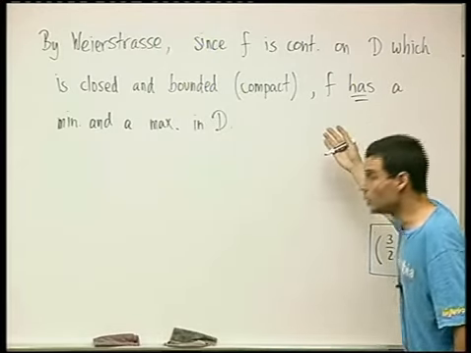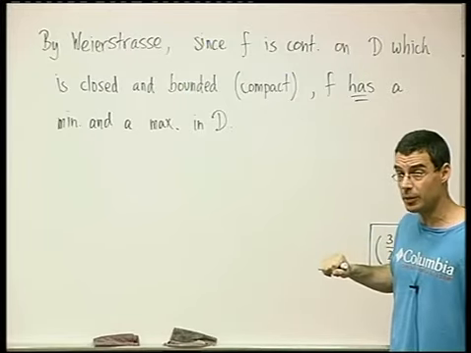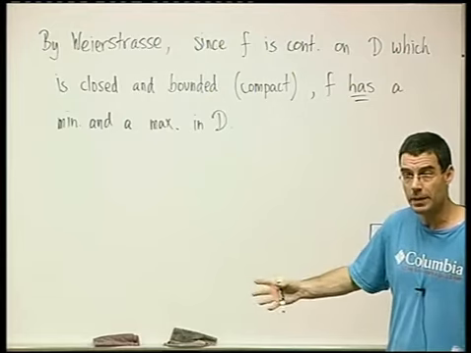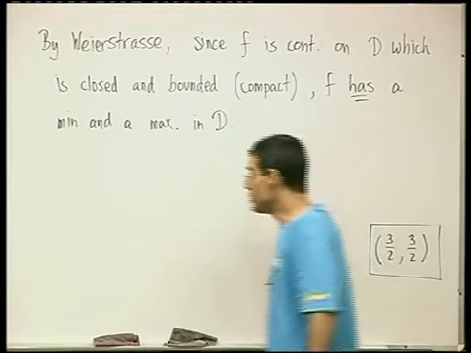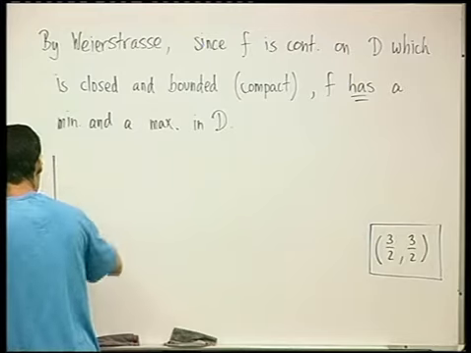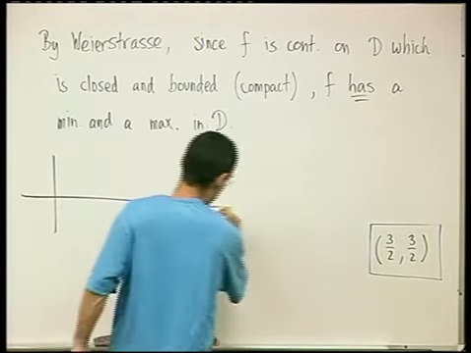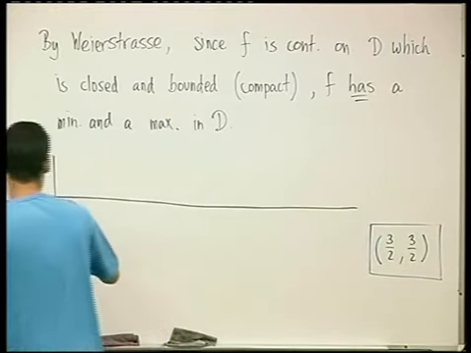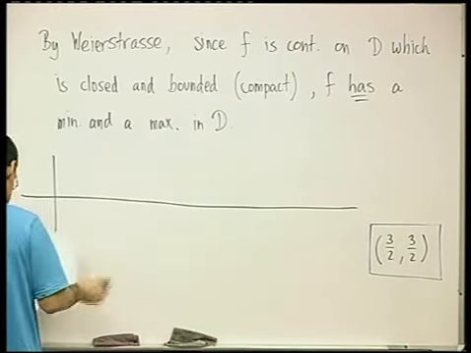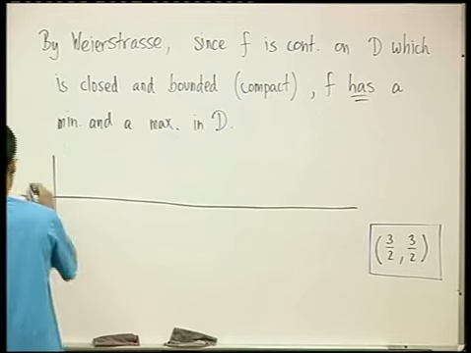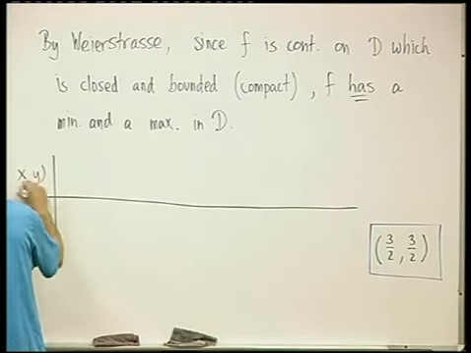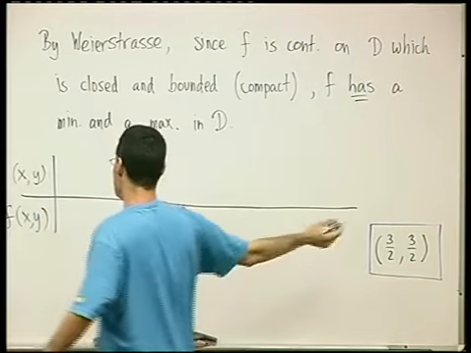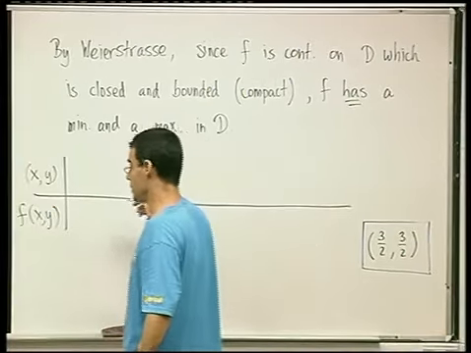So we can conclude that the candidates that we found, these local candidates, the global maximum and the global minimum are among them. So all we need to do now, we don't need to use any second derivative tests of any sort. We can just write the different points that we had. So let's make a chart like this. This is the point (x, y), and this is the value of f at (x, y).